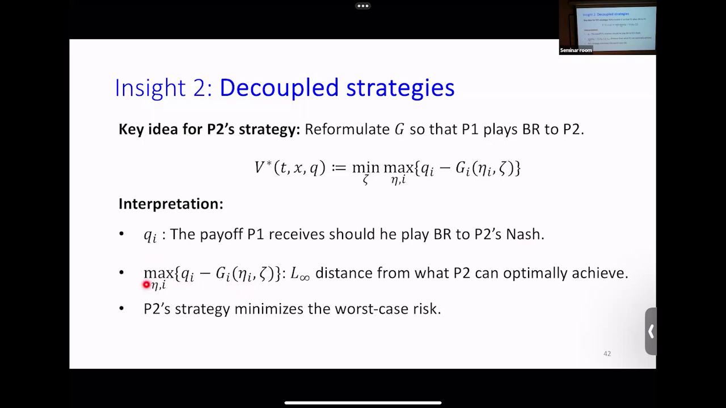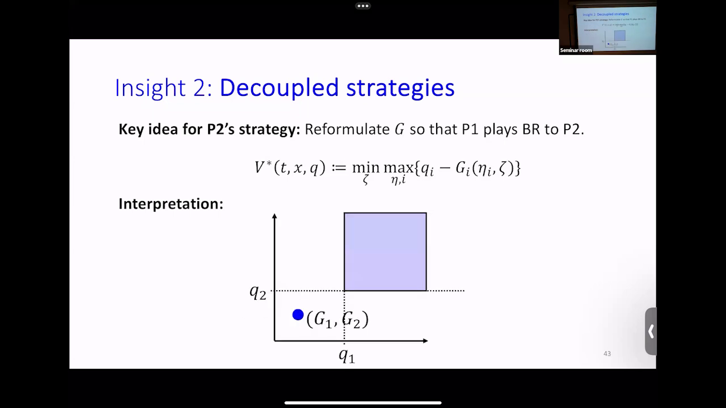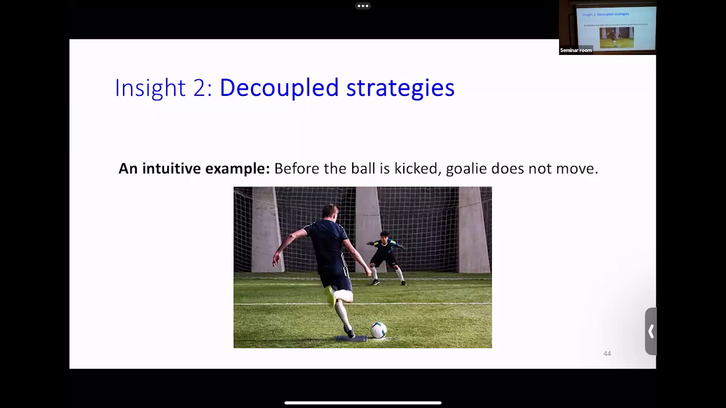Okay, so this maximization over this quantity here, the gap, is essentially the maximum risk player 2 is going to take across all the games that he could be playing. So he's minimizing the maximum risk over all the games that he could be playing. There's a geometric interpretation of that, but to best understand this, let's just look at penalty kicks.